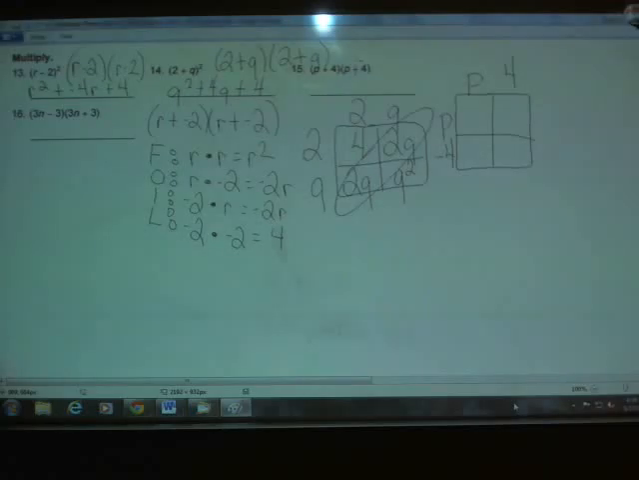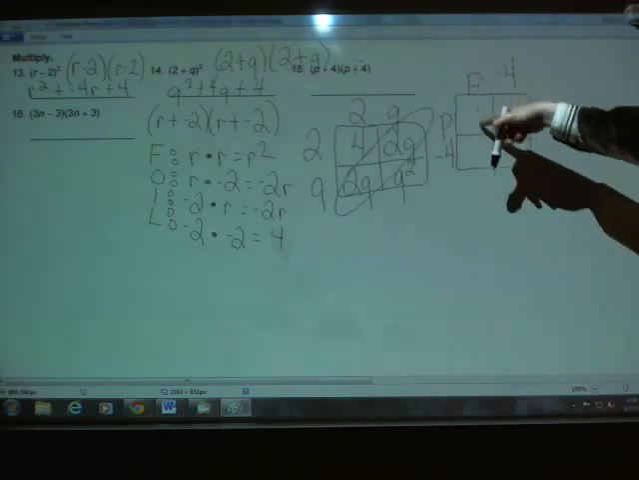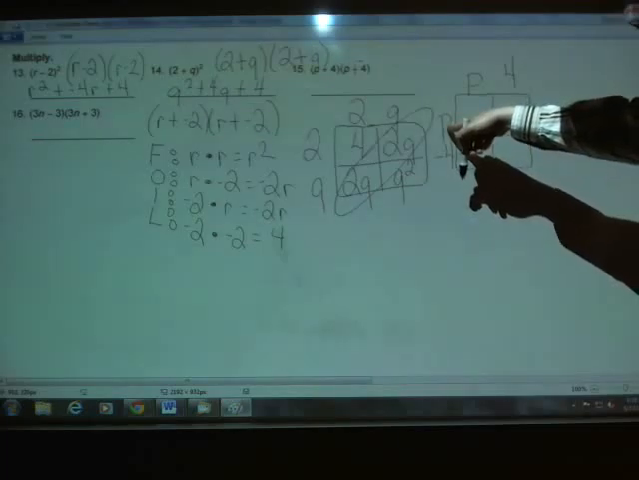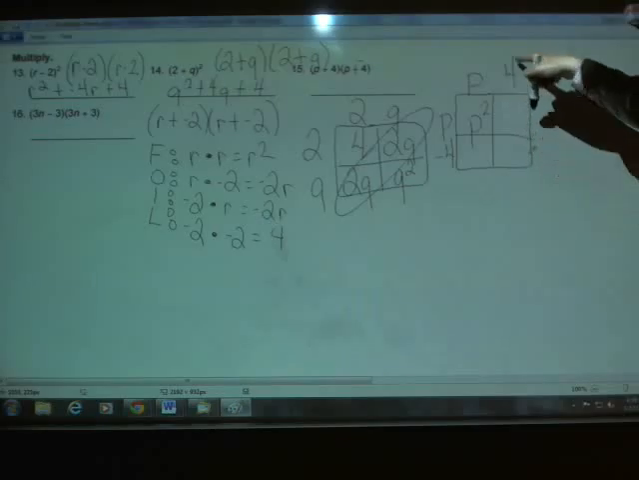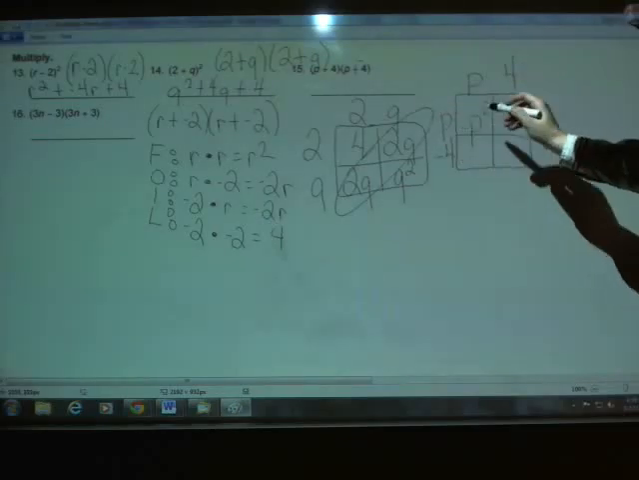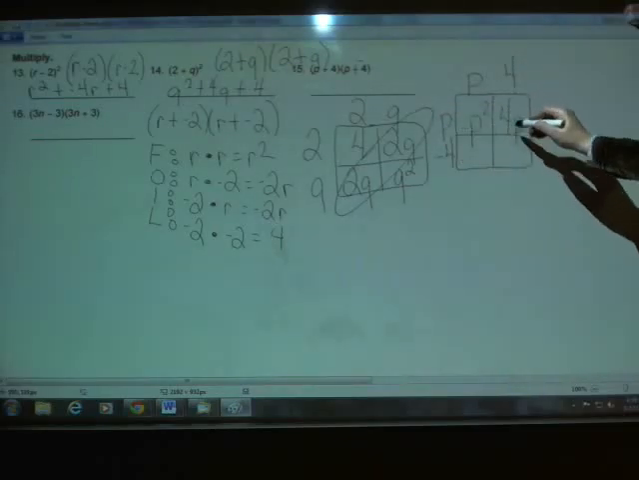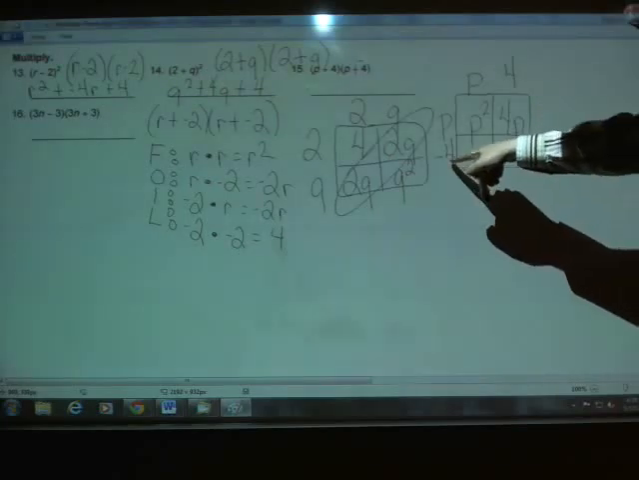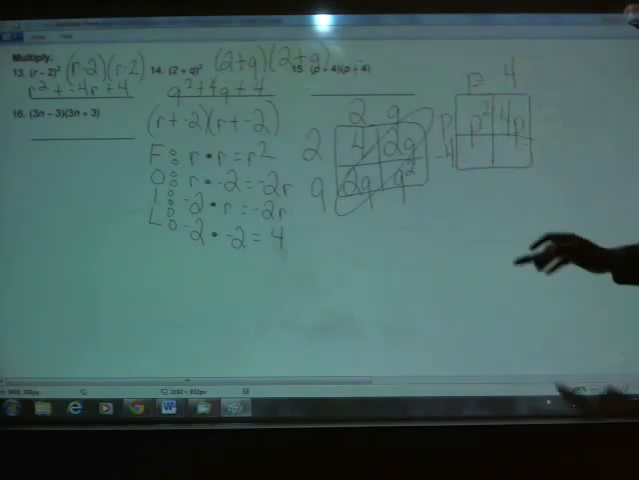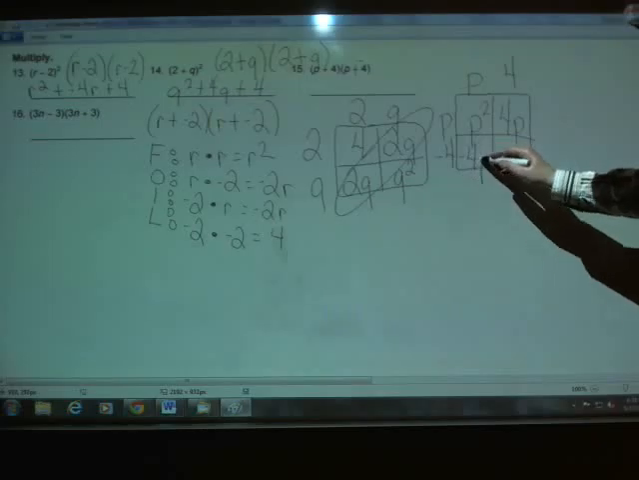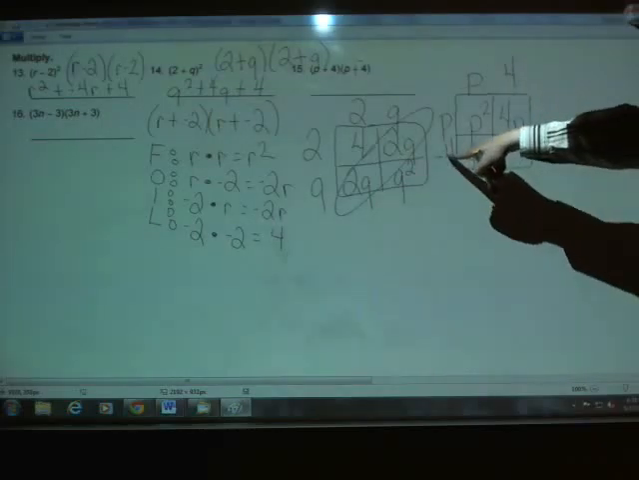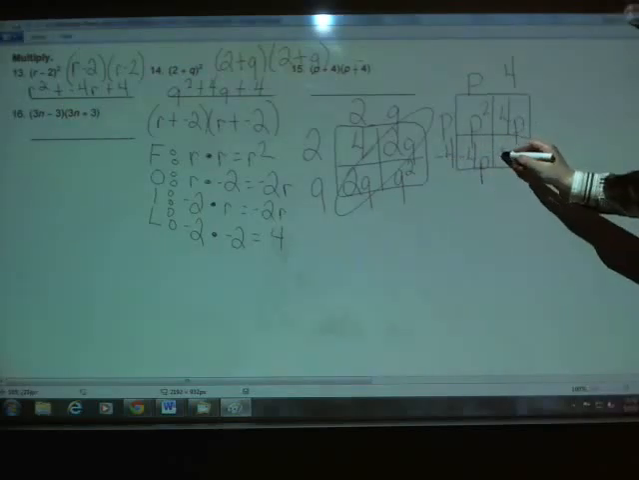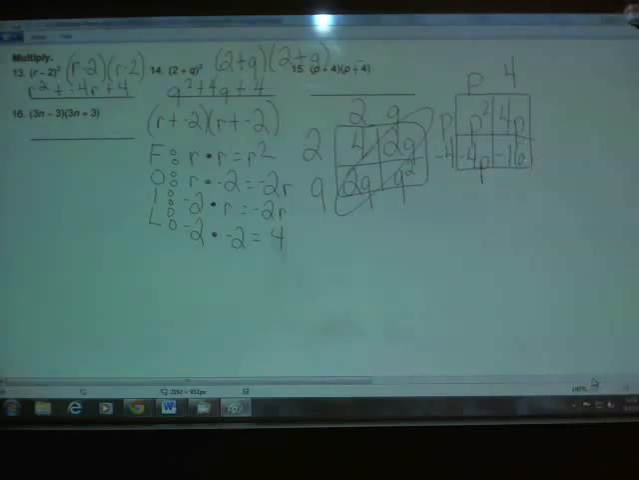Again, each box is the product of what's above it and what's to the side of it. So the upper left box has p above it and p to the left of it. P times p is going to generate p squared. This box here has 4 above it and p to the left of it. 4 times p is 4p. This box down here has -4 to the left of it and p above it. -4p. Again, just running those together, really easy. And this last box here has 4 above it and -4 to the left of it. 4 and -4 makes -16.